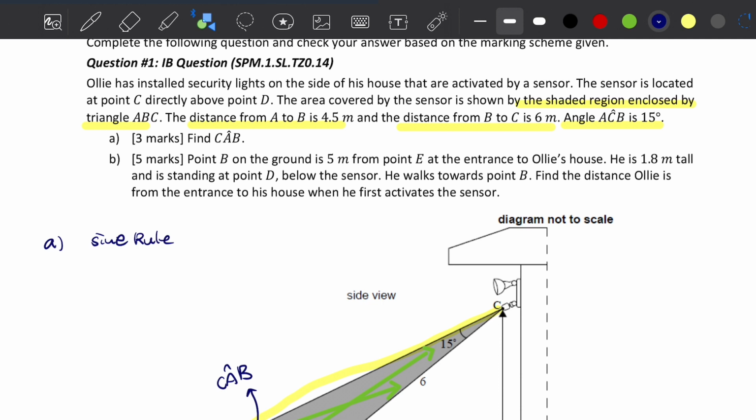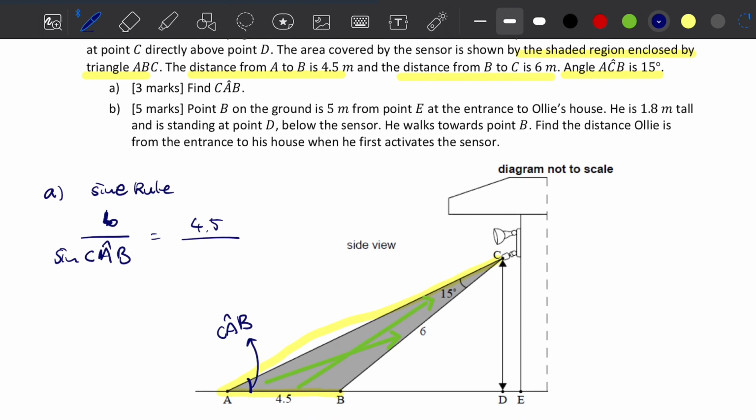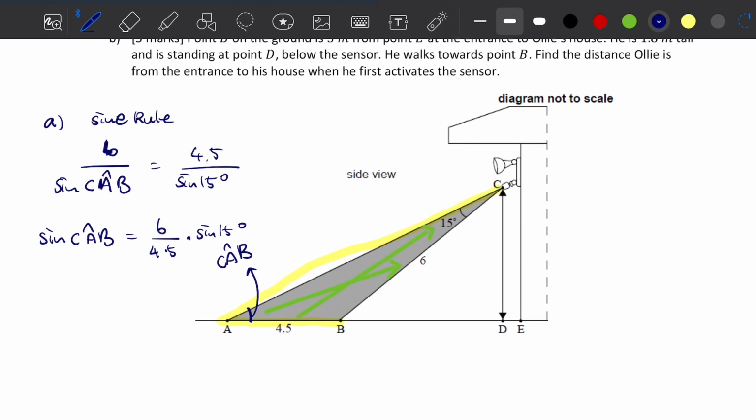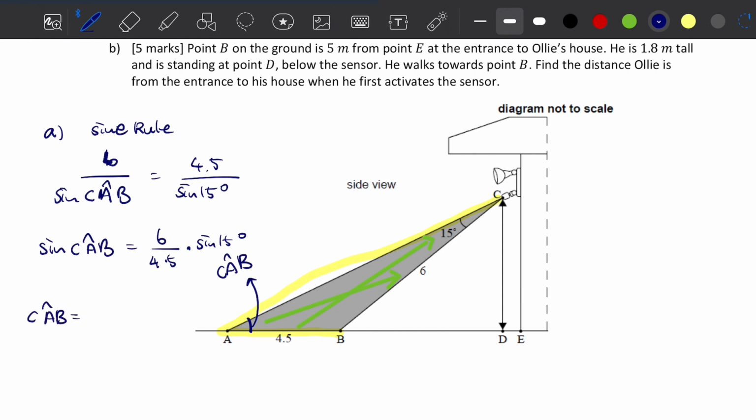So we can do side 6 over sine angle CAB is the same as side 4.5 over sine 15 degrees. Okay, then we can say sine of angle CAB is the same as 6 over 4.5 times sine 15 degrees. Then angle CAB is the same as sine inverse of 6 over 4.5 times sine 15. So the answer is about 20.1874. So the angle is about 20.2 degrees.